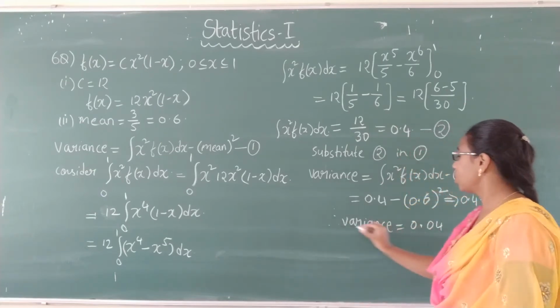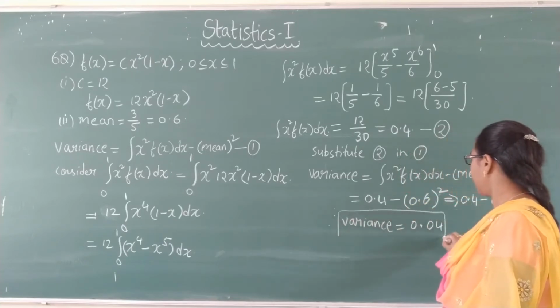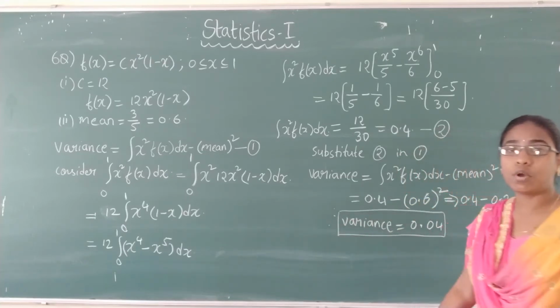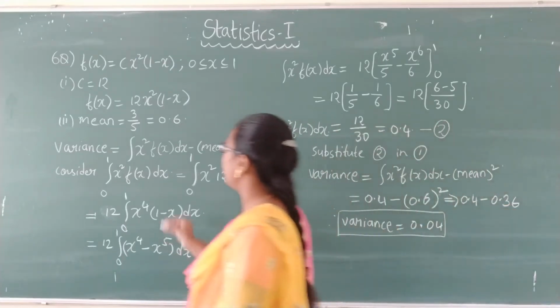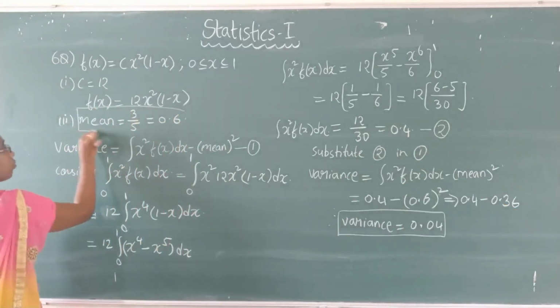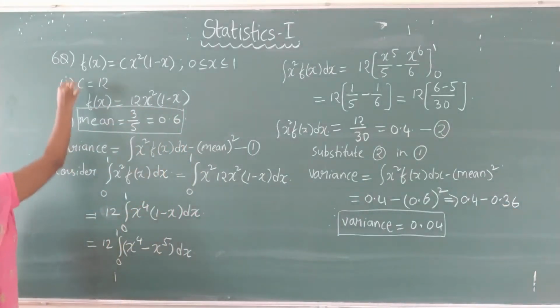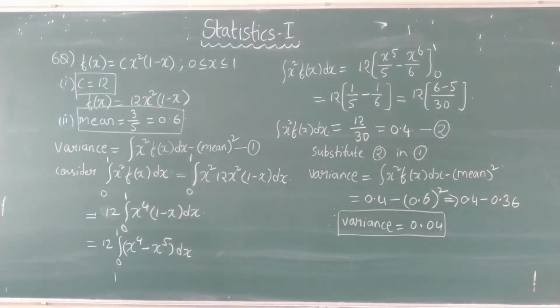So for this problem, the variance value is 0.04. What is the mean value? Mean value is 0.6. What is the constant value we got? Constant value is 12. So practice the problem well, copy it. Now we'll continue with the next problem.